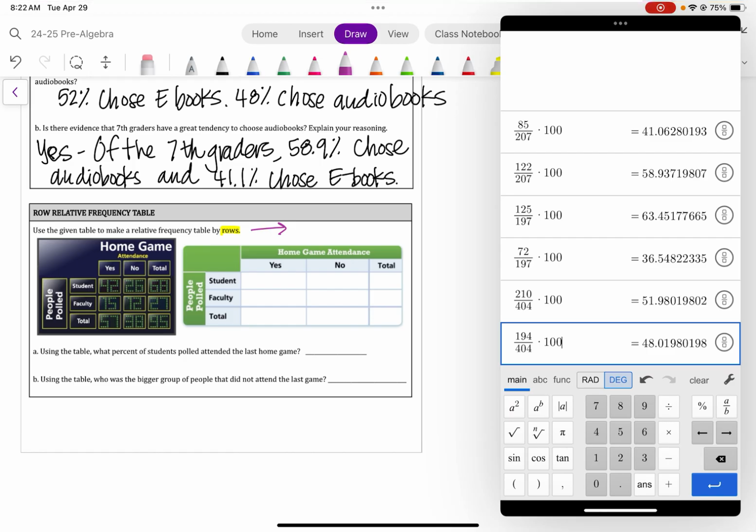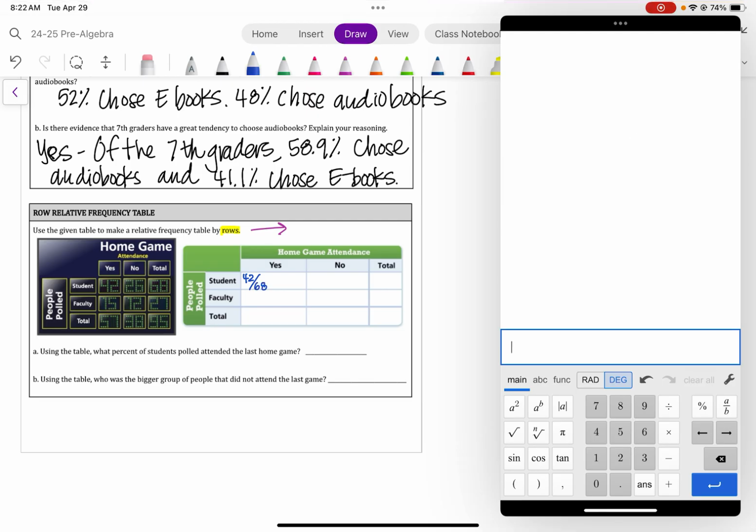So we're going to look at how many people are in these rows. So of the students, there were 42 students who did attend out of 68 students. So we're going to take our 42 and divide it by the row total, 68. And then we're going to multiply that by 100. So that's 61.8%.